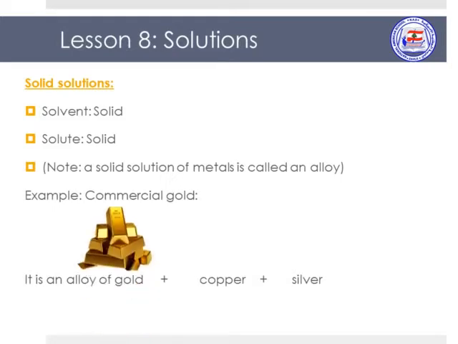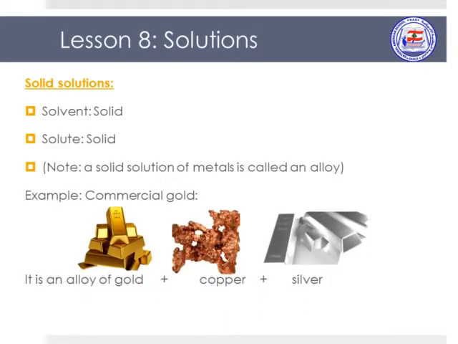One example of an alloy is the gold that we buy that all of our jewelry is made of. This gold is a solid solution of gold, copper, and silver. So three metals form this alloy. The gold is the solvent, and the copper and silver are the solutes.